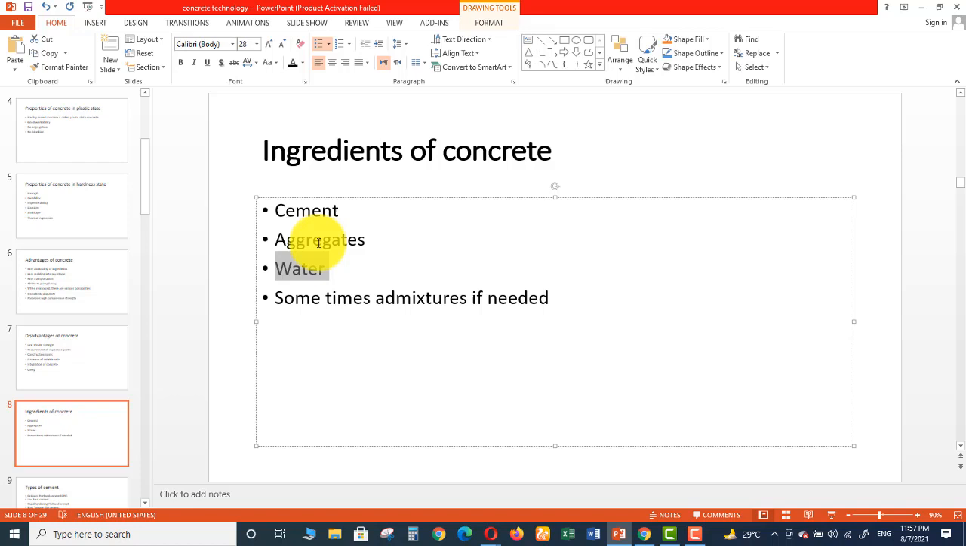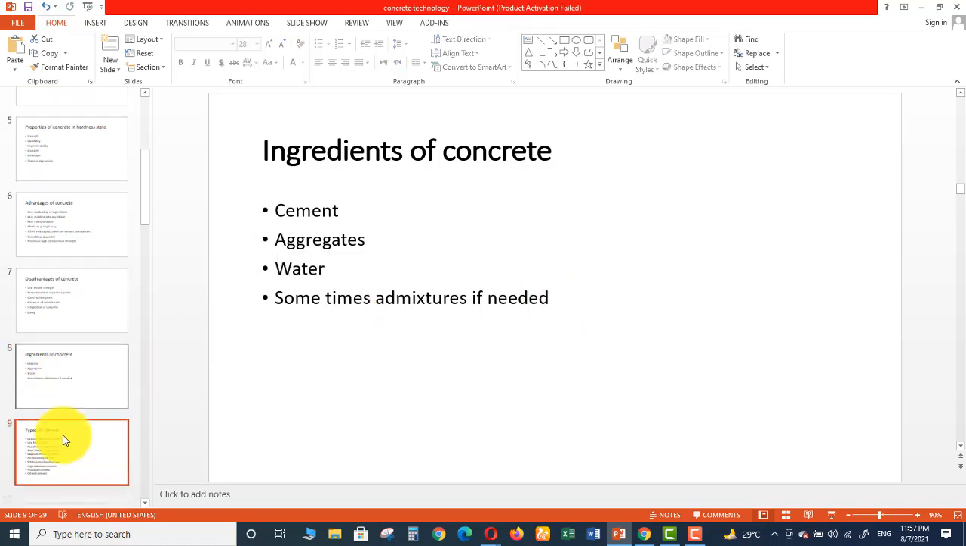Another thing is that the water which we are using as an ingredient for concrete should have a pH value not less than 6, it should be 6 or more than 6. So sometimes we use admixtures as a concrete ingredient wherever it is needed. So these are the ingredients of concrete.